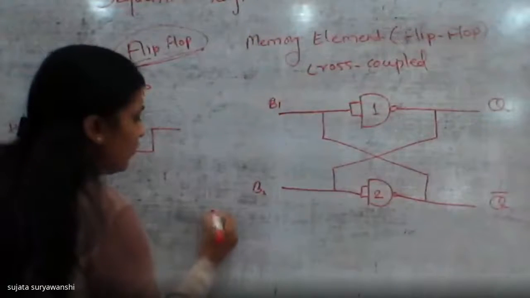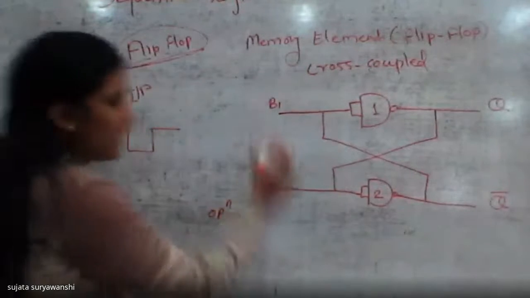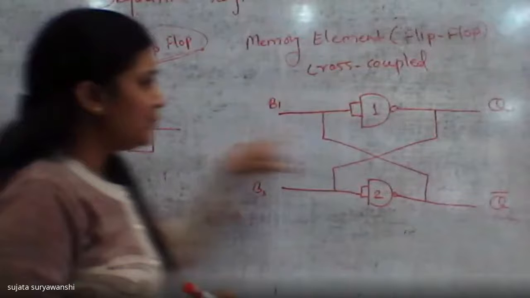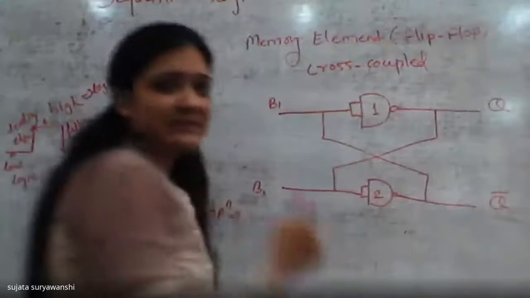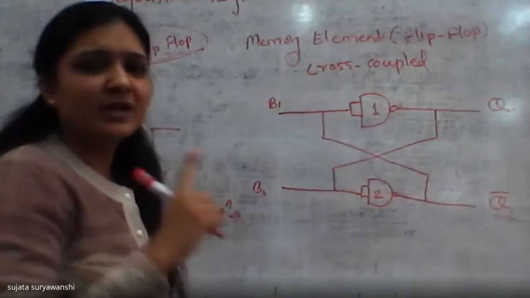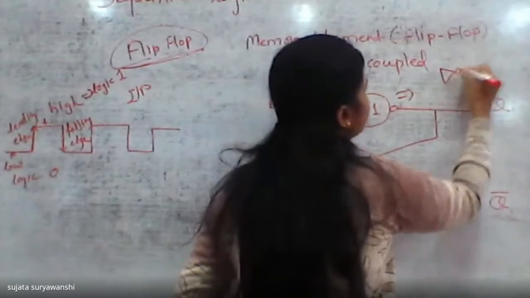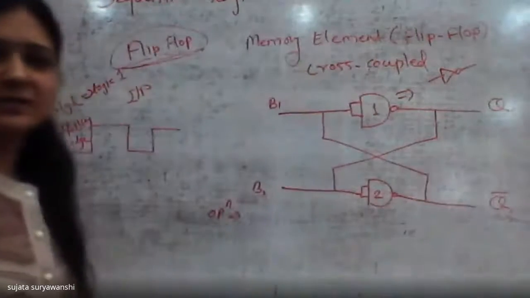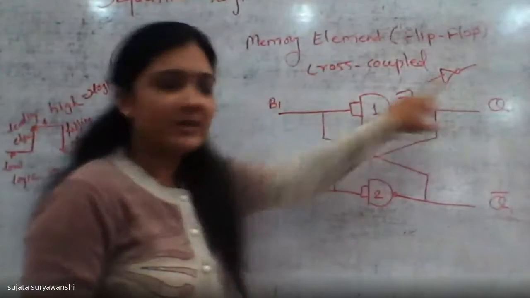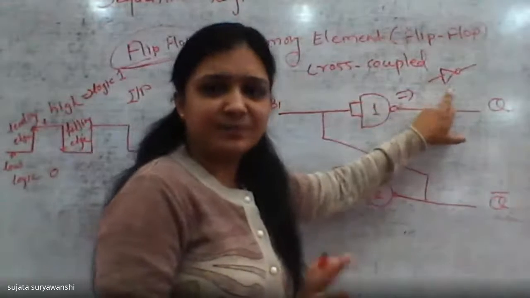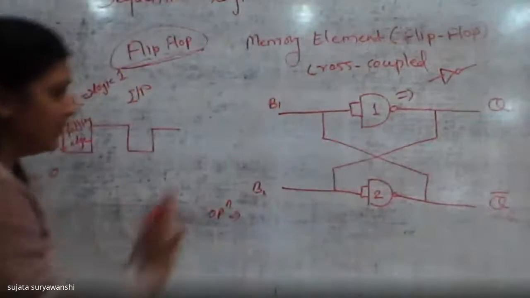Okay, first operation. Assume this circuit has two inputs and two outputs. Consider this NAND gate: a NAND gate with a single input is considered a NOT gate. It will work as a NOT gate here. Understood? Now we'll see the first case.